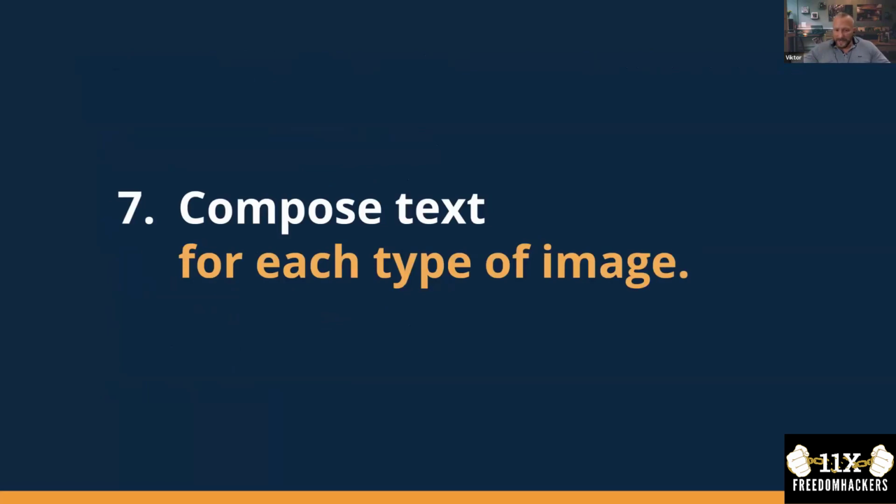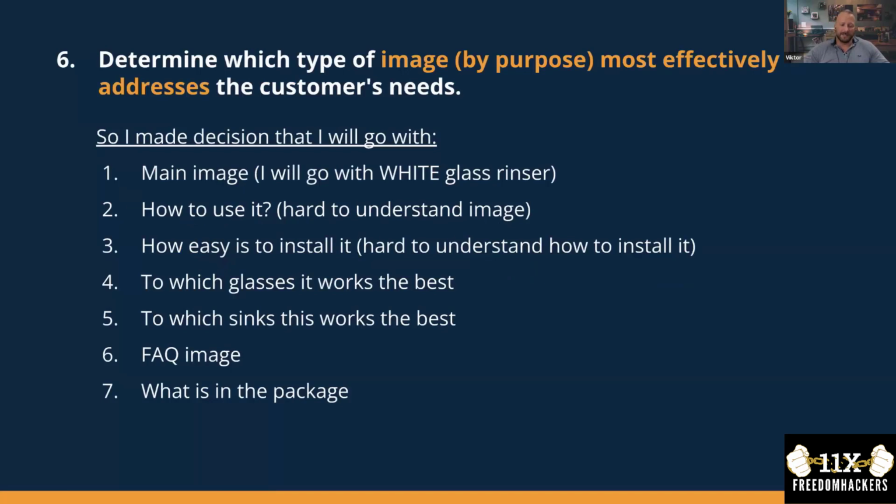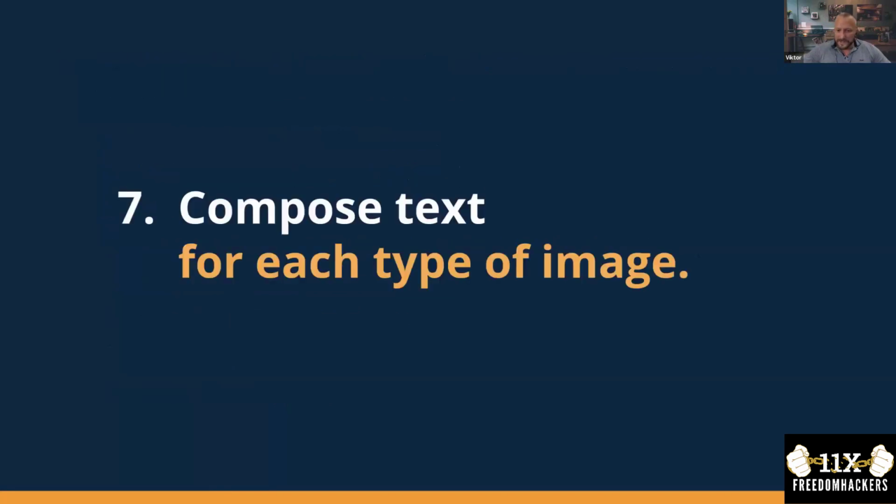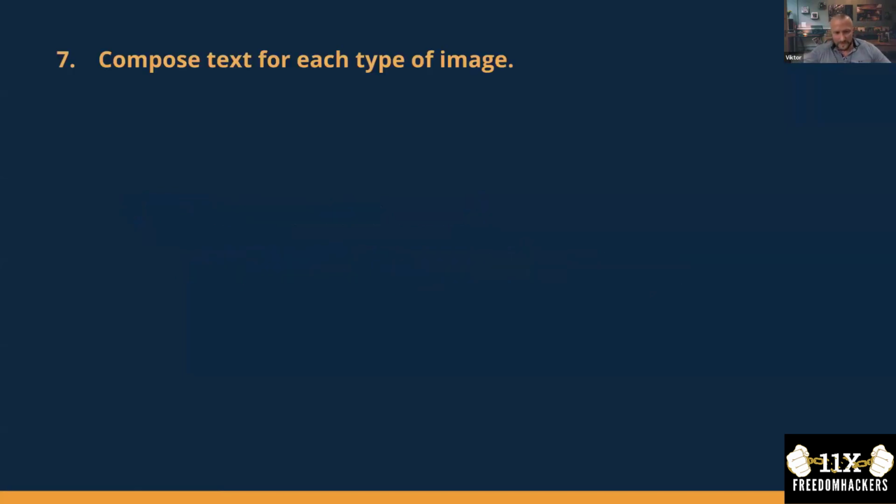Compose text for each type of image. So now I have these 7 images, and I need to figure out what text I need to put in there. I always go this way, guys: I always think about the text first, not the visual. I remove my thinking from the visual completely, because the visual harasses me, you know? So first I always figure out the text. All right, so let's do that.